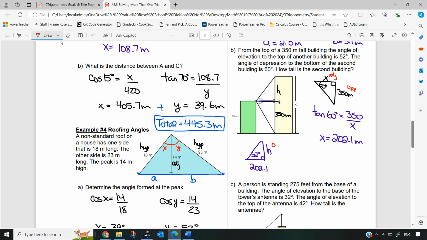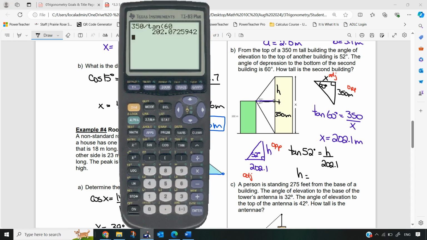Filling in my triangle, I'm looking for opposite. I have adjacent, so I'm going to use the tan ratio. Tan of 52 degrees is opposite, which is h, divided by adjacent, which is the 202.1. On my calculator, I can multiply 202.1 times tan 52, and that gives me 258.6.